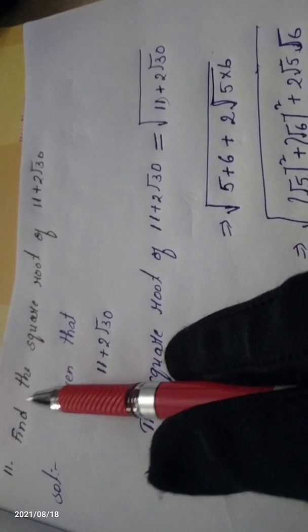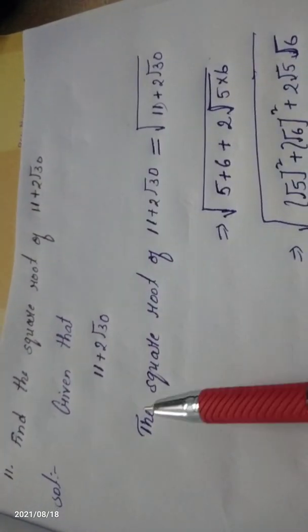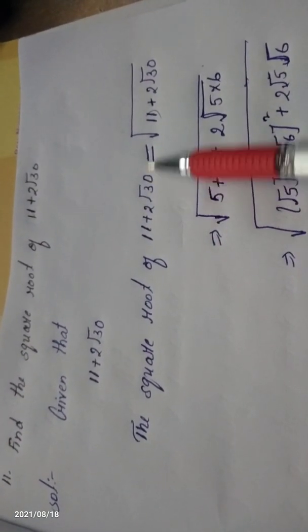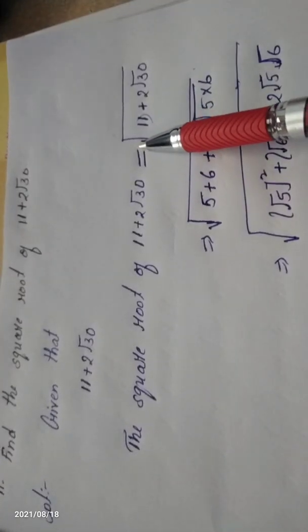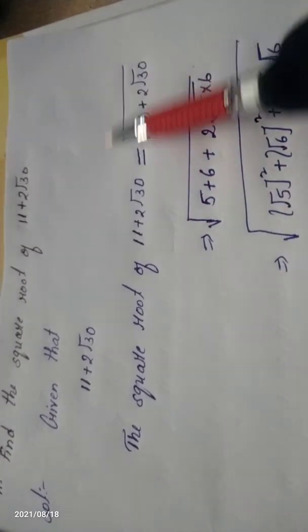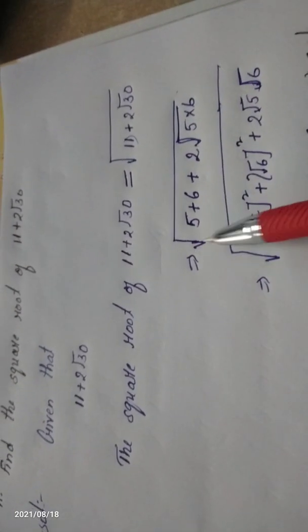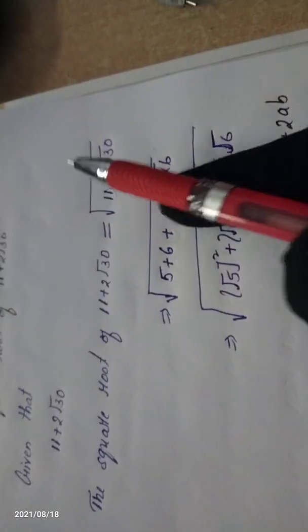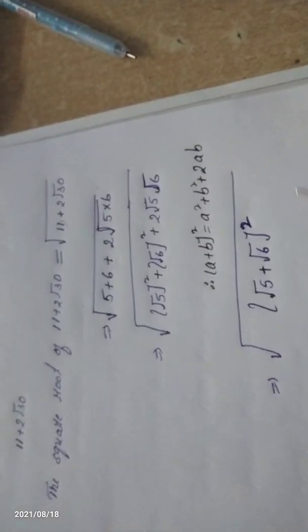What we have to find? We have to find the square root of this value. The square root of 11 plus 2 root 30 is equal to the square root. That's why we are applying the square root on this whole value, because we need to find this value. In this process we have to do the reverse now.